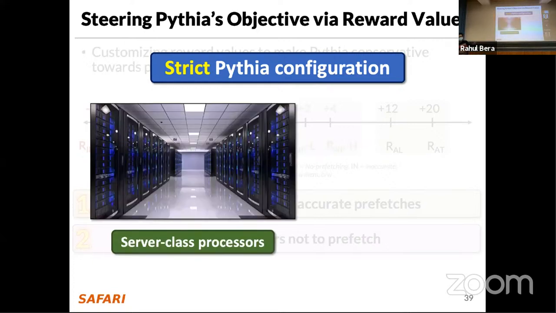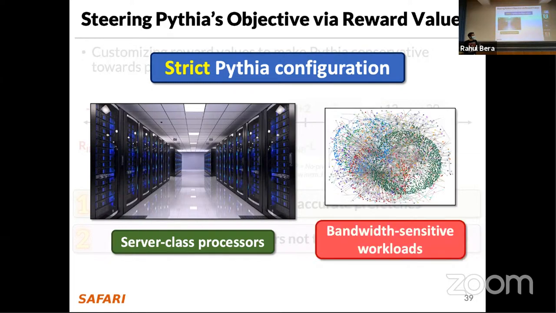So now you can ask, why do we need this? It's actually necessary, or let's say it's good to have this in the case of server class processors where you have so many cores and the effective bandwidth for each core is very low. Or let's say bandwidth sensitive workloads like large scale graph analytics, like social graphs and parsing Facebook graphs. So this is really required for repurposing Pythia for this type of workloads.